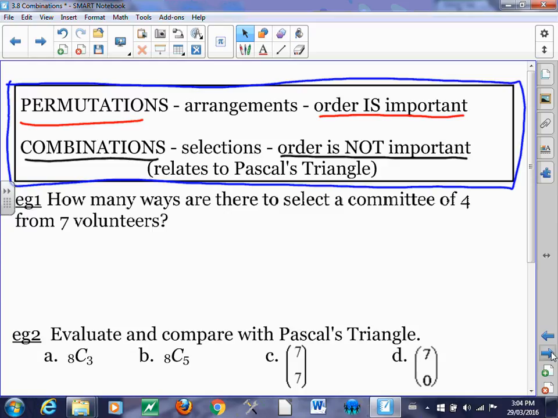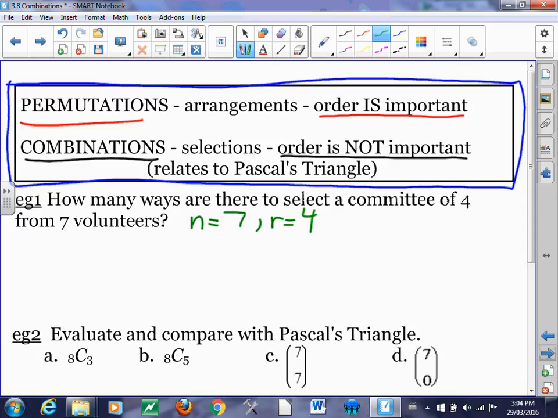So here, let's take a look at this example. How many ways are there to select a committee of 4 from 7 volunteers? So we have a total of 7 people, okay? And how many do we want to select or choose from? We want to choose 4, okay? So plug in your calculator, go 7 choose 4. You can plug it in and get the answer just like that, or I'm going to simplify that for you using the formula, which is 7 factorial over 7 minus 4 factorial times 4 factorial, which is the formula we just did on the first page. Okay, just showing you how it simplifies.